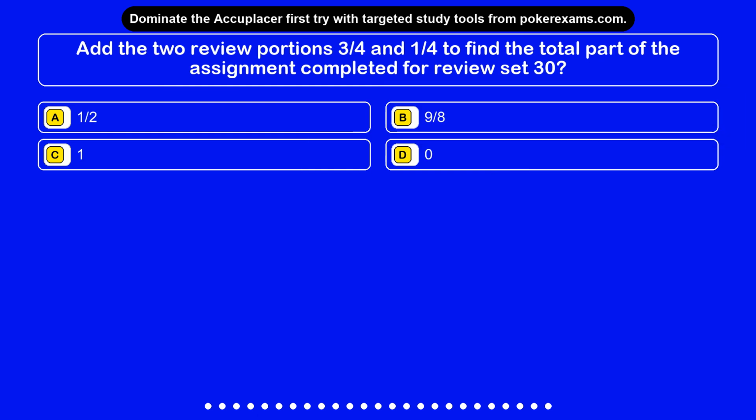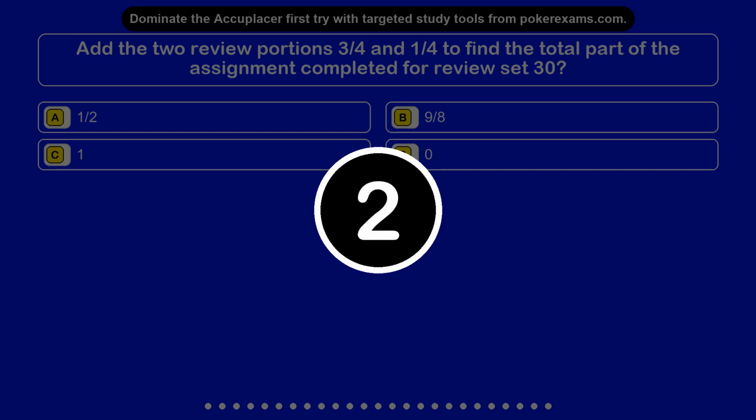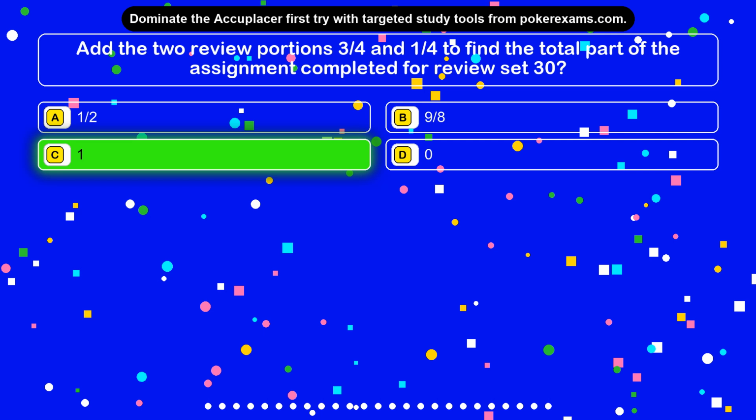Question 2. Add the two review portions 3/4 and 1/4 to find the total part of the assignment completed for review set 30. Option A, 1/2. Option B, 9/8. Option C, 1. Option D, 0. The correct answer is option C, 1.